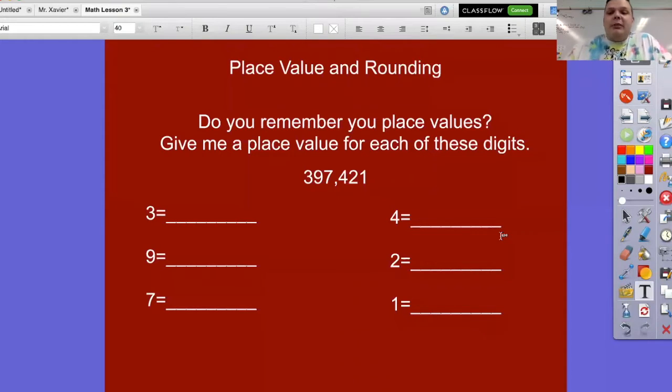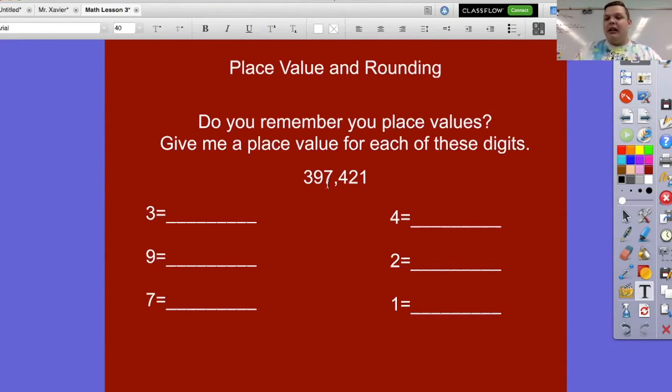So remember, we talked about place value in our last lesson. I don't know if you remember the place values, so I want you to practice this. You can pause it and mentally do it in your head. I'm going to give you a couple seconds to pause. But the number is 397,421. What is the place of all of these digits?